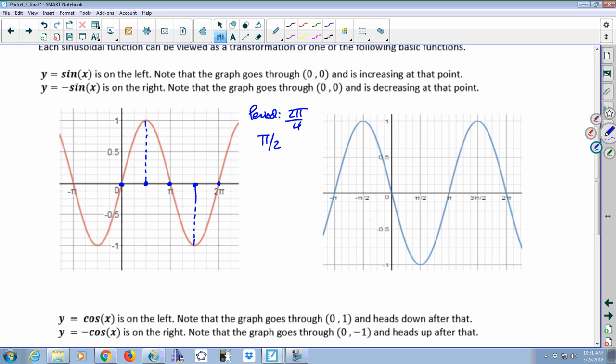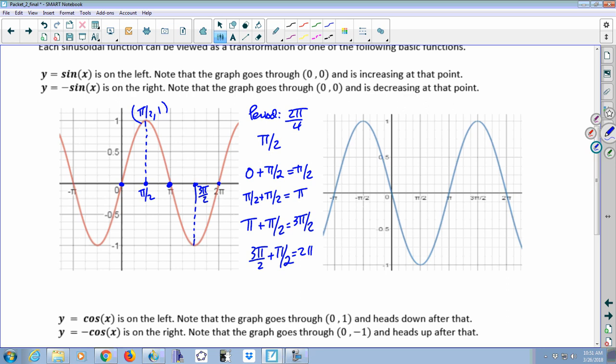So that means you start at 0. Your next important point for sine will occur at pi over 2. Here's pi over 2. That's halfway between 0 and pi. And that will be pi over 2, 1. We know that the sine of pi over 2 is 1. Then our next important point will happen pi over 2 away from pi over 2, which is pi. There it is. That's your next time you're at 0. And then pi plus another pi over 2 gives you 3 pi over 2. And that's where your minimum occurs, at 3 pi over 2. And 3 pi over 2 plus pi over 2 brings you right back to 2 pi, and you're back to 0.